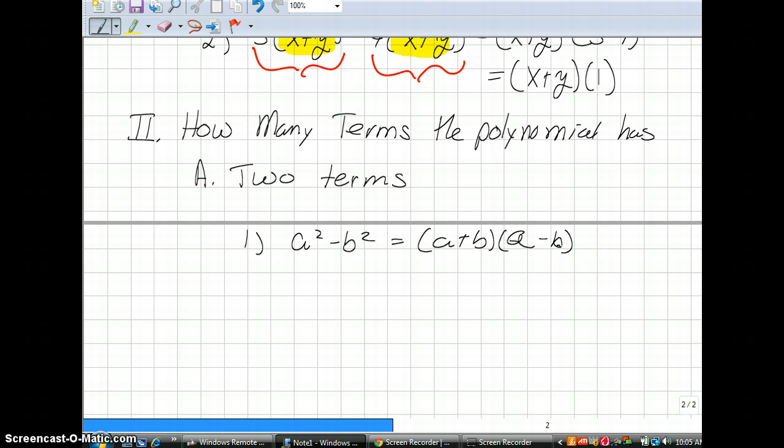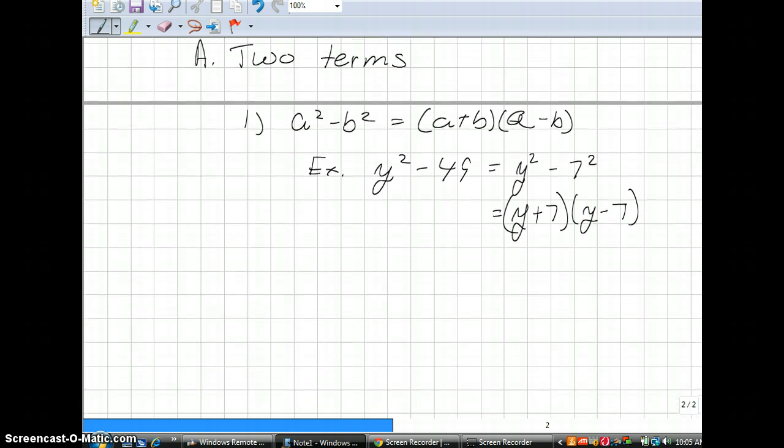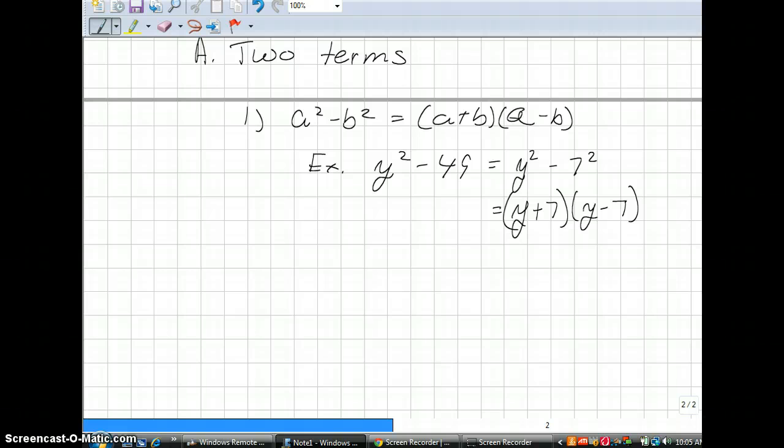So for instance, example, y squared minus 49. Okay, well that has two terms. First step, there's no common factor. Second step, it has two terms, and so that can be written as y squared minus 7 squared. So it's in the form a squared minus b squared. So that will always factor to (y plus 7)(y minus 7). Okay.